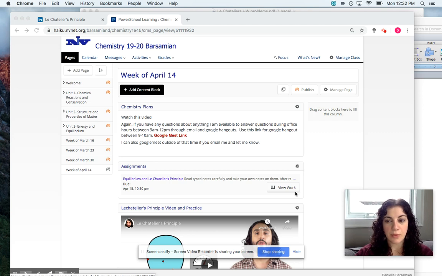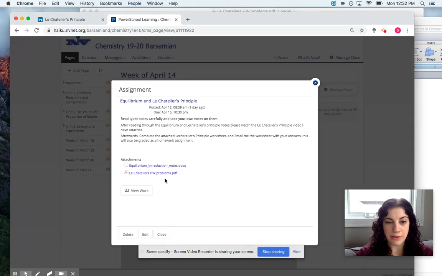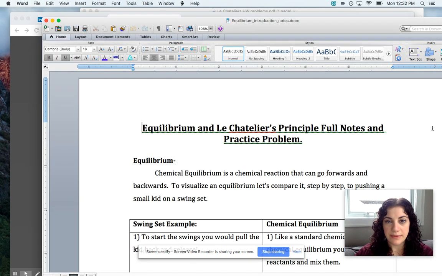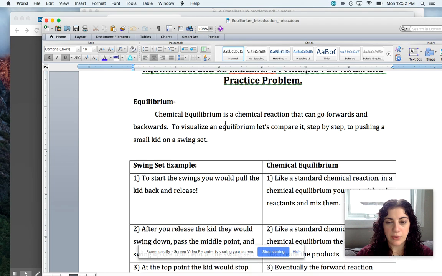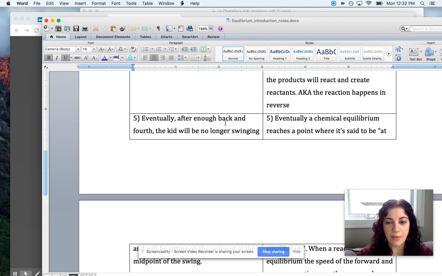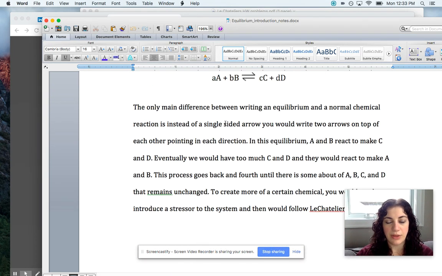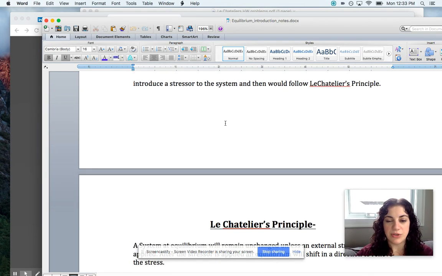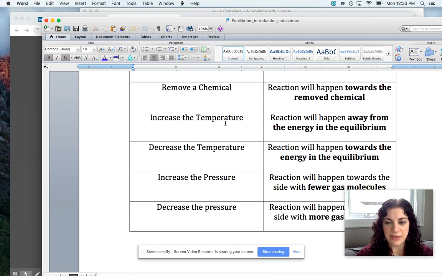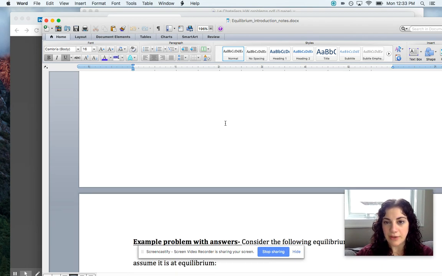Hey guys, so for the first assignment for the week, we're going to be learning about Le Chatelier's principle. Okay, so for that assignment, there's a few things to do. There's this note sheet, typed up notes for you that I want you all to read, and I want you to take notes on it yourself. I think that will be helpful if you just, on a piece of paper, as you're reading through these notes, take notes on them. Okay.